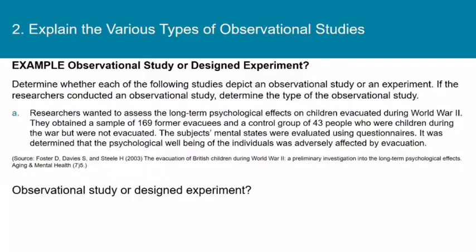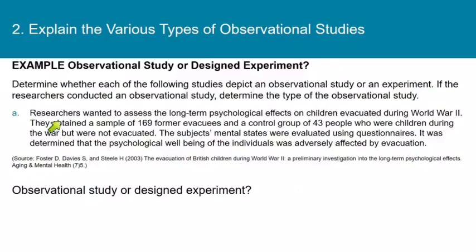Now we're going to look at a few situations together, and we're going to read them and decide if each one is a designed experiment or an observational study. And if it is an observational study, we'll see if we can figure out whether it is a cross-sectional study or a case control study or a cohort study.